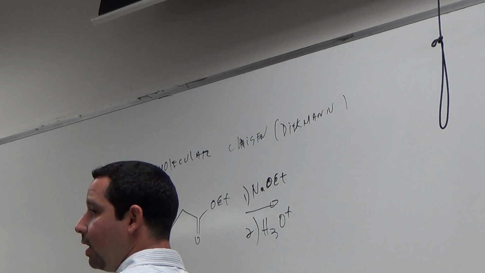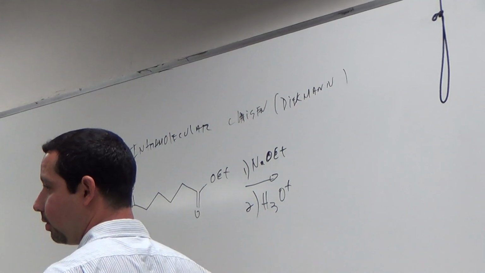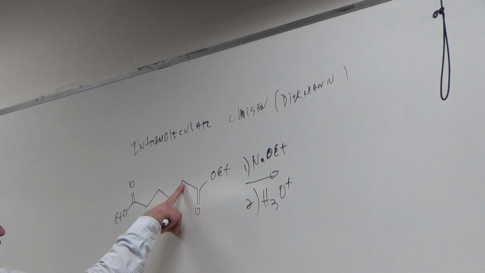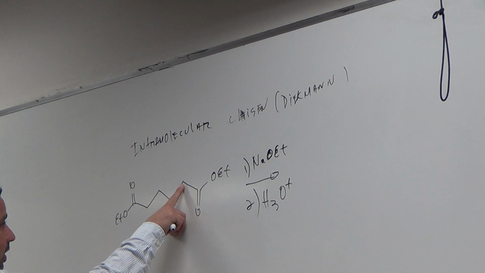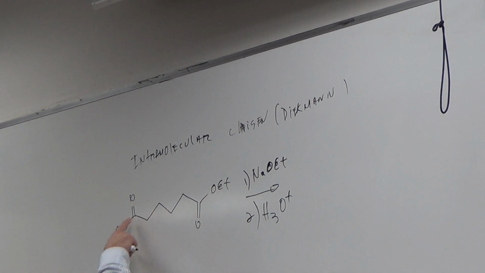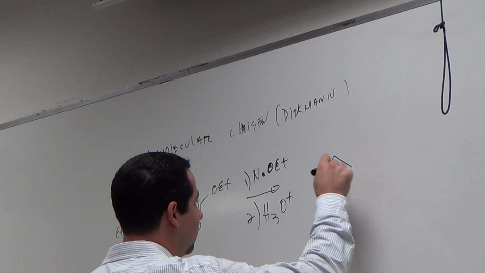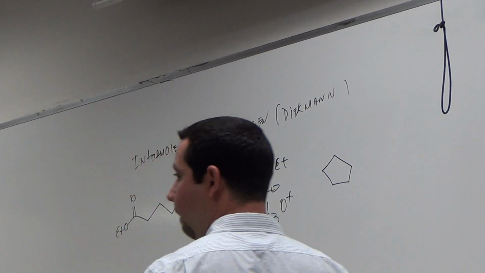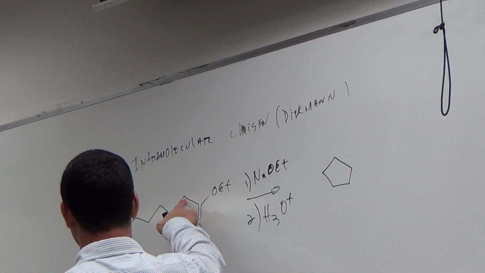So how many carbon members does this ring have? The ring will be formed from this alpha proton and from this alpha proton. It doesn't matter which one you choose, yes? But let's say we choose this one. This would be 1, 2, 3, 4, and 5. This is a 5-member ring, yes? So I draw a 5-member ring. Yes or no? So which carbon is going to be this carbon?